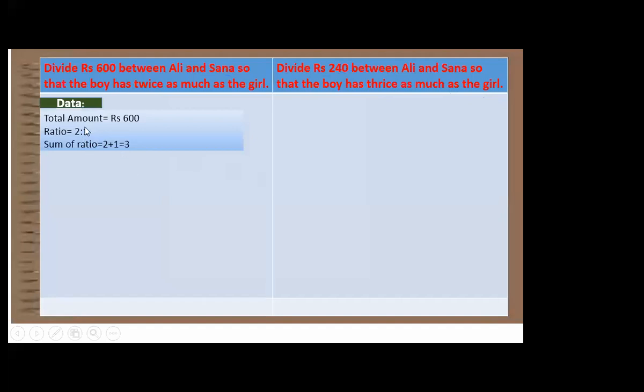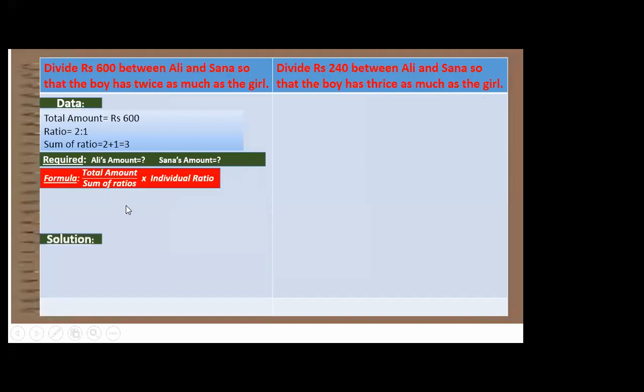So simple. What we have to check is that here the amount is given, and here the twice is written. That's it. What are we going to write next? Required. Here we have to find Ali's amount and Sana's amount. What will be the formula? Total amount over sum of ratios, times individual ratio. First of all, students, we have to find Ali's amount. For Ali, the individual ratio.